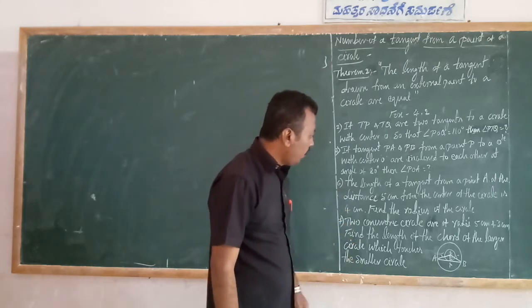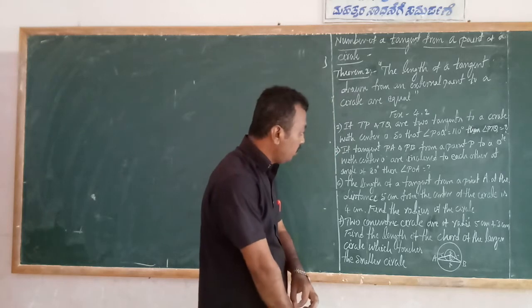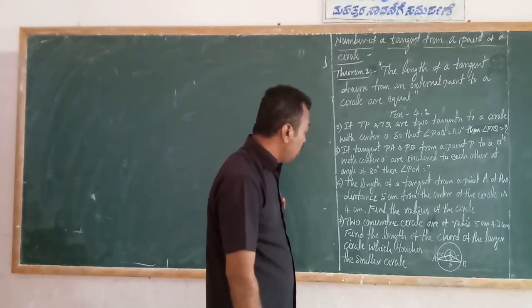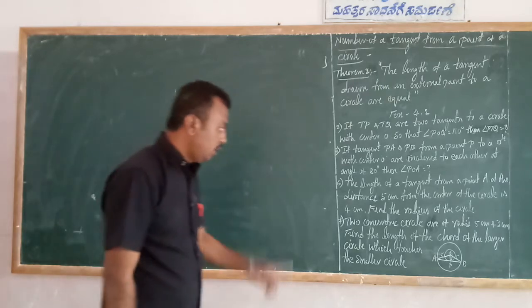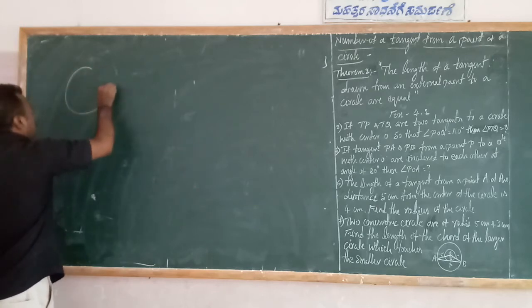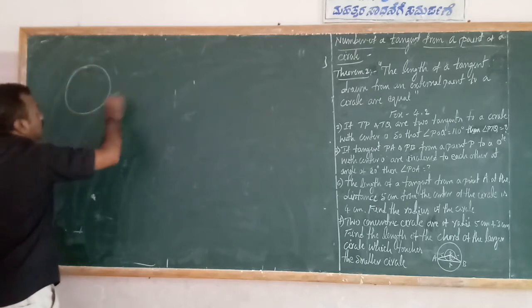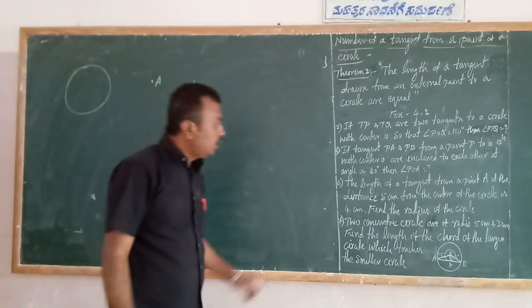The length of a tangent from a point A at a distance of 5 cm from the center of the circle is 4 cm. Find the radius of the circle. See, this is a very important question. I will draw a circle. A is an external point of the circle. The length of the tangent.